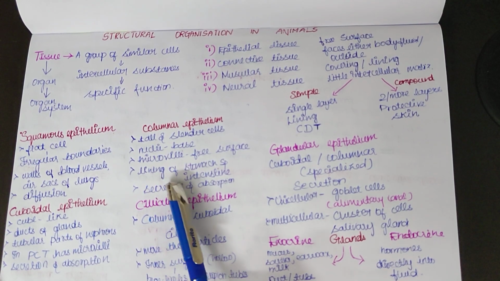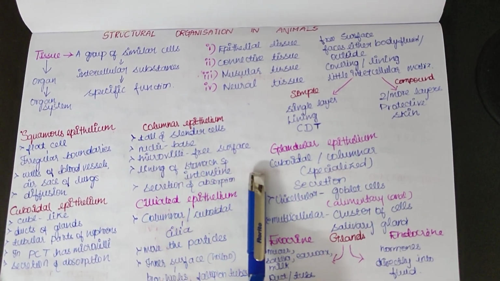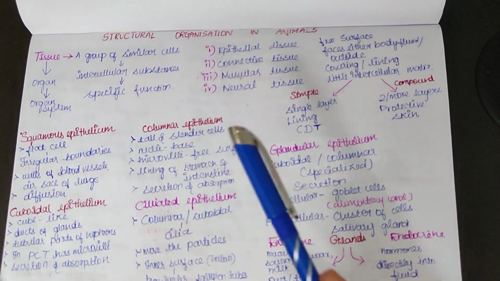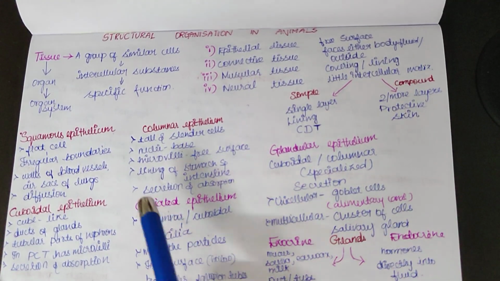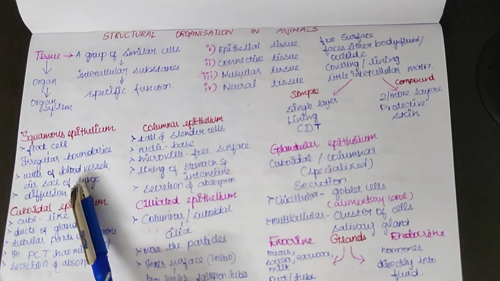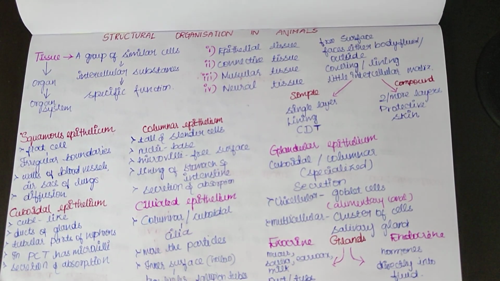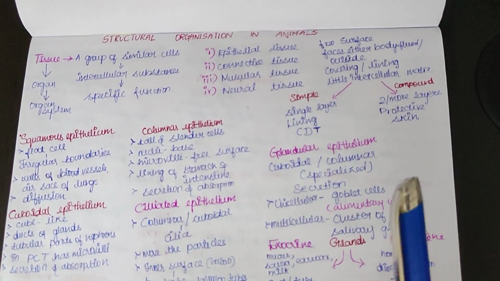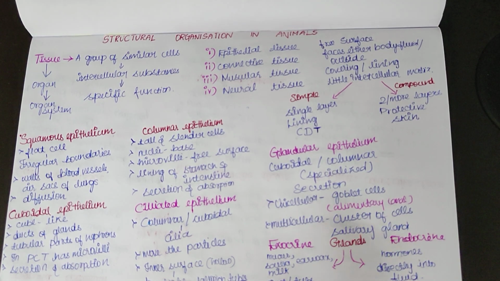They are present in the lining of the stomach and also in the intestine, and they also play the role of secretion and absorption. Both cuboidal and columnar epithelium play the role of secretion and absorption, while squamous epithelium helps in diffusion. Further, what is ciliated epithelium? When the cuboidal or columnar epithelium bears cilia, it is known as ciliated epithelium.